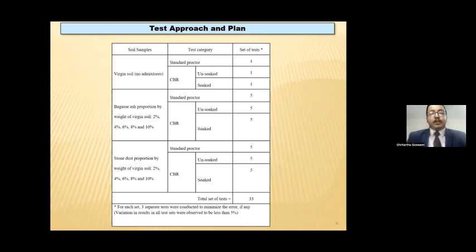A total of 33 sets of tests were performed, including the untreated soil. You can see this in the table. And to minimize the experimental error, 3 separate tests were conducted for each set of tests. And the average values of the test results were taken for analysis and interpretation.